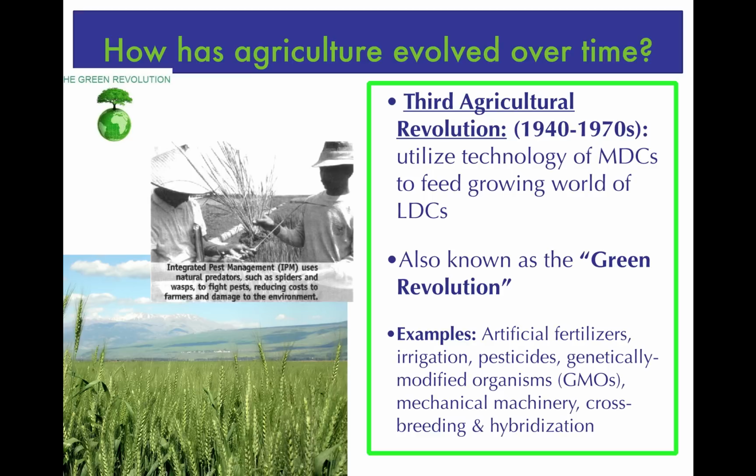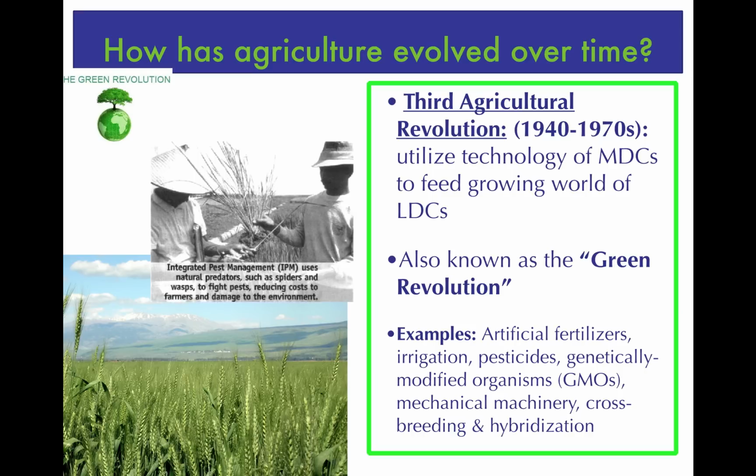The third agricultural revolution began in the 1940s and generally lasted through the 1970s. What this meant is that in this period of time, the most developed countries of the world began to ship their technology, or provide their technology, to the least developed countries of the world to feed their growing populations.